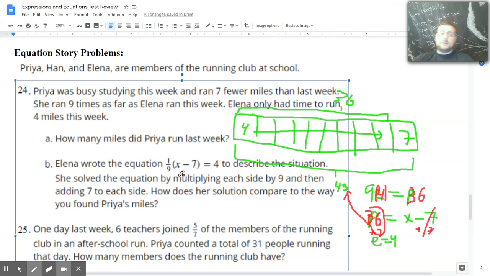But you could do it this way too, because if you think about it, X here represents what she ran last week, but she ran 7 less than that this week, so that's what this chunk is. But that's only 1/9 of that is what was run by Elena, which happens to be 4. So that was a really interesting equation they came up with to represent the story, right? 4, which is what Elena ran, is 1/9 of what was run by Priya this week, which was 7 less than what she ran last week.